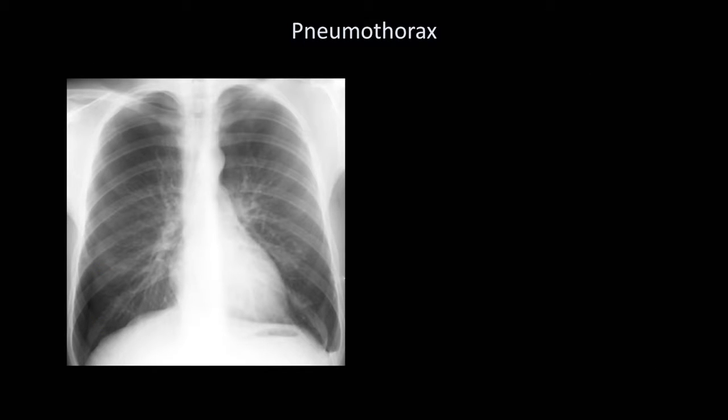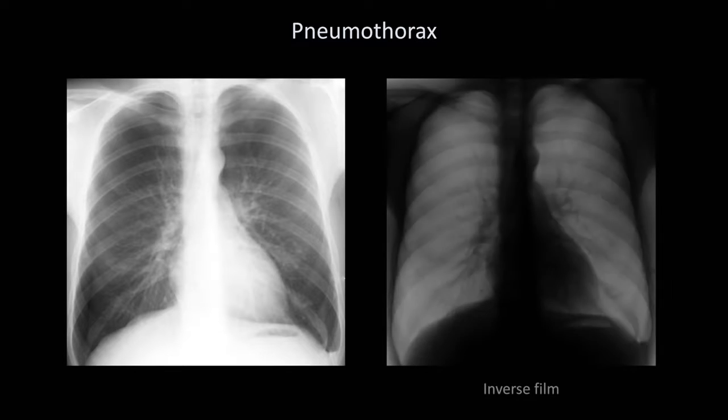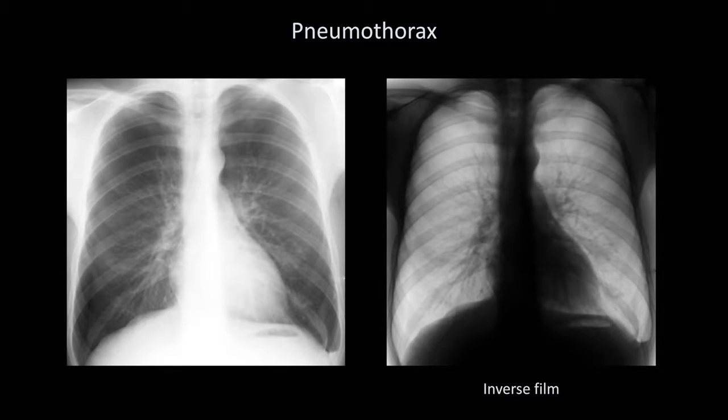Another trick that is sometimes used is to look at the inverse image of the chest X-ray. Compare the right-sided pneumothorax on the conventional view with that on the inverse view. I personally don't find this helpful, but many people do.